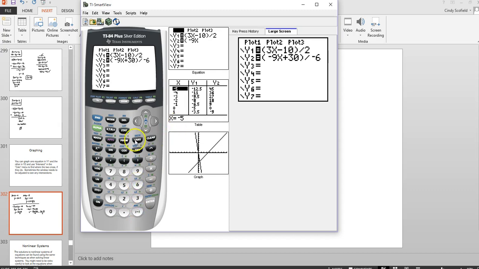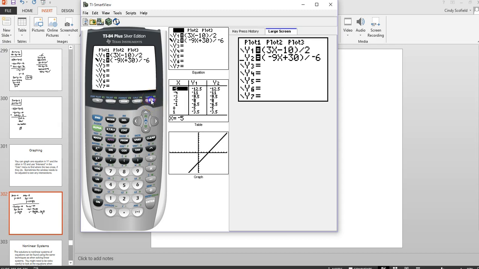And in order to really see this, let me go over here to the far left and change the thickness of y2. So once that's blinking, I'll just hit enter once, and that'll make y2 a thick line. That way when we hit graph, you'll see y1 get drawn as a thin line, and then you'll see y2 get drawn as the thick line.